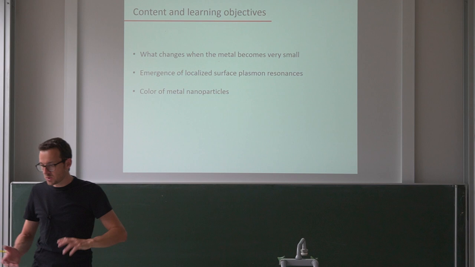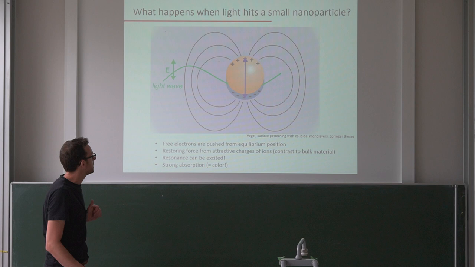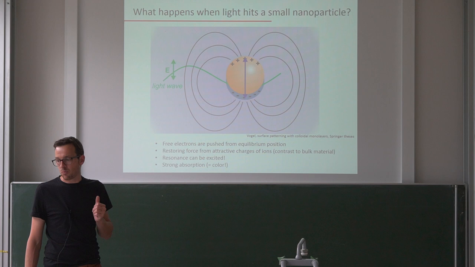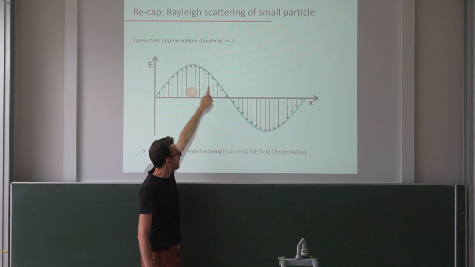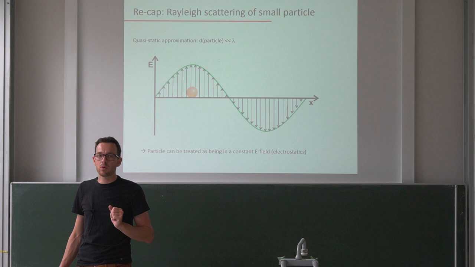So a few more recaps on optical properties of small materials that we discussed in the context of dielectric nanoparticles. The first is that if the particle becomes very small, we can use an electrostatic approximation. Maybe let me directly show this here. The wavelength of the light wave is much larger than the particle. So at every moment in time, this particle experiences a constant electric field. Now if the electric field moves, this will change, but everywhere in the particle it will be the same.